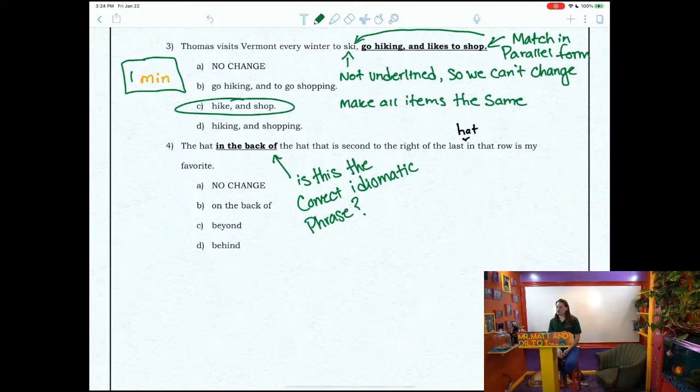For number 4, the hat in the back of the hat that is second to the right of the last hat in that row is my favorite. I added in the word hat there because we had a dangling modifier that wasn't applied to any noun, so I added hat in there to make it a little bit clearer. In the back of is not a correct idiomatic phrase, so the correct word choice would be behind. So, the hat behind the hat that is second to the right of the last hat in that row is my favorite.